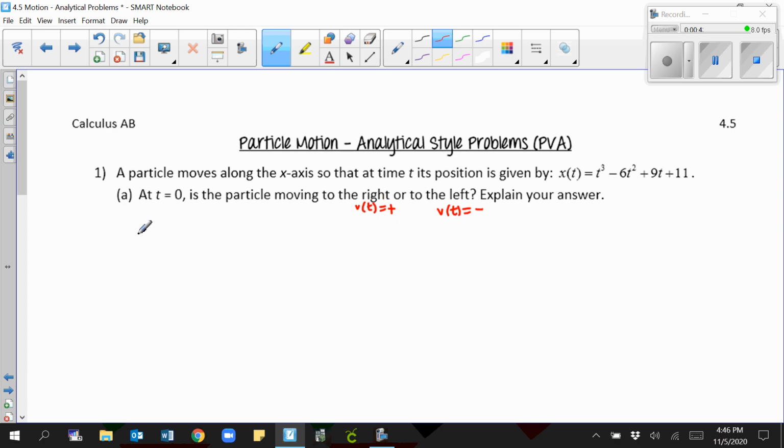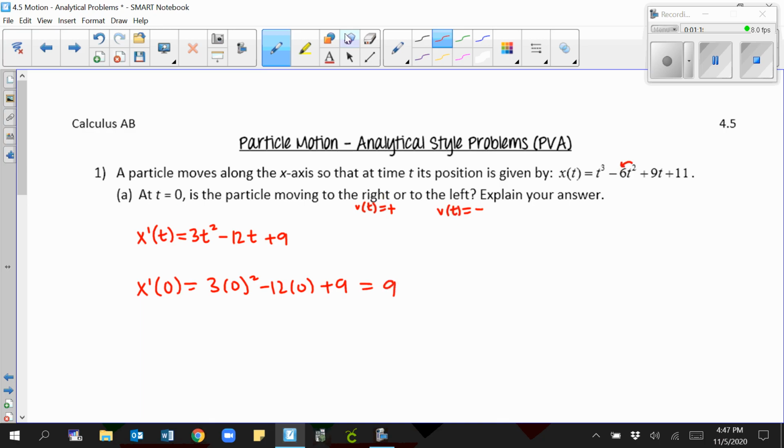So to find the velocity, we're going to take the derivative. So if I have t cubed, that derivative is 3t squared. Minus, if I have 6t squared, that 2 is going to come down and it's going to be a negative 12t. Then I'm going to have plus 9, and the derivative of 11 is just 0, so that goes away. So if I'm looking specifically for x prime of 0, I'm going to have 3 times 0 squared minus 12 times 0 plus 9, which gives me 9.